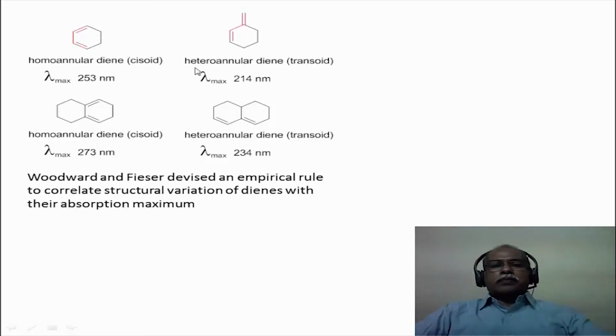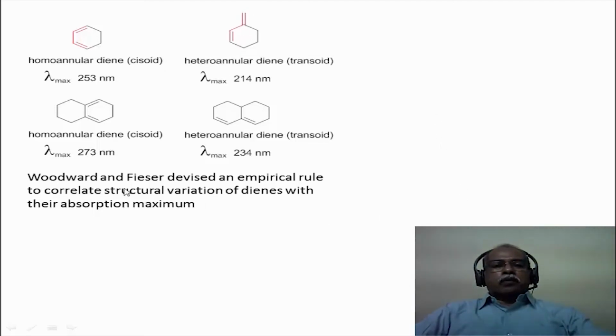Now, if we consider this particular diene, one of the double bonds of the diene is part of the cyclic system. The other double bond is essentially an exocyclic double bond, and the two double bonds are transoid with respect to each other. With respect to this single bond, this is transoid in geometry. So one would call this a homoannular diene, and this is a heteroannular diene, because this double bond is not part of this ring. It is only exocyclic to that particular ring.